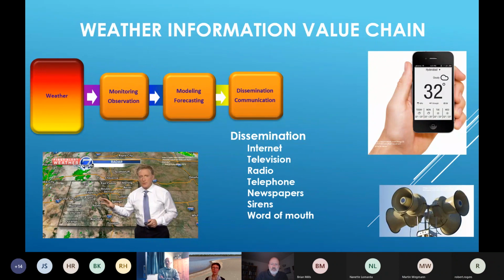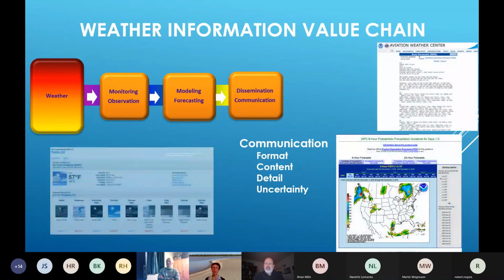I make a distinction between dissemination, which is the process of putting it out, and communication. I'm not a communication expert by any means, but I've done a lot of work with communication people, and that's a key part of this information value chain: the transfer of information by communication processes, which includes all aspects of the information format, content, detail, uncertainty. This just shows some visual representation, some text, but also a lot of information verbally, by graphics on the internet and whatnot.